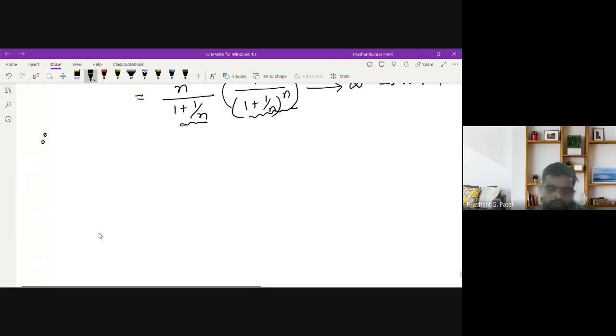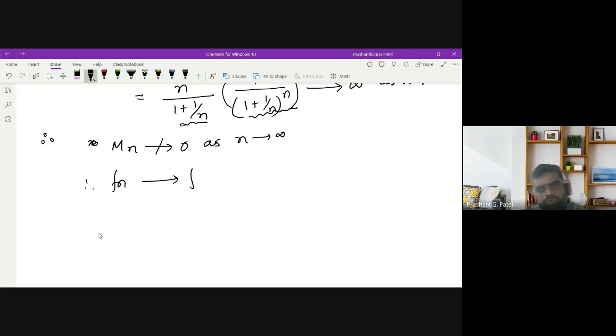So therefore mn is not tending to 0 as n tends to infinity. Therefore fn does not converge to f. It converges, but not uniformly. Fn will not converge to f uniformly. That we can say. So I should write: Fn is not uniformly convergent to f.